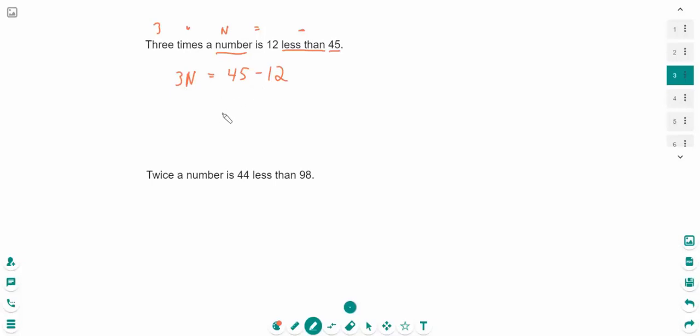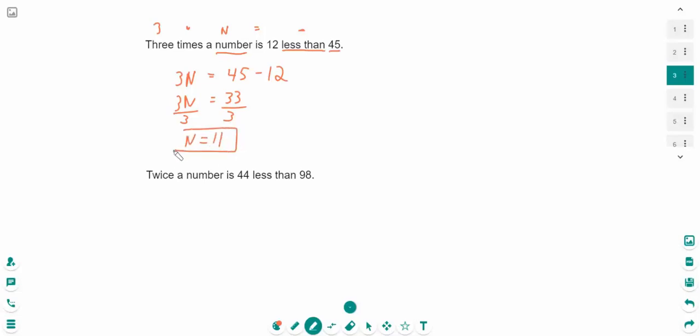All right, and from here, it's pretty straightforward. It's just a regular equation. So if we simplify this side, we have 45 minus 12, which is what, 33? And then we have a 3n on this side. We can divide both sides by 3 to get n by itself, and we end up with n equals 11.